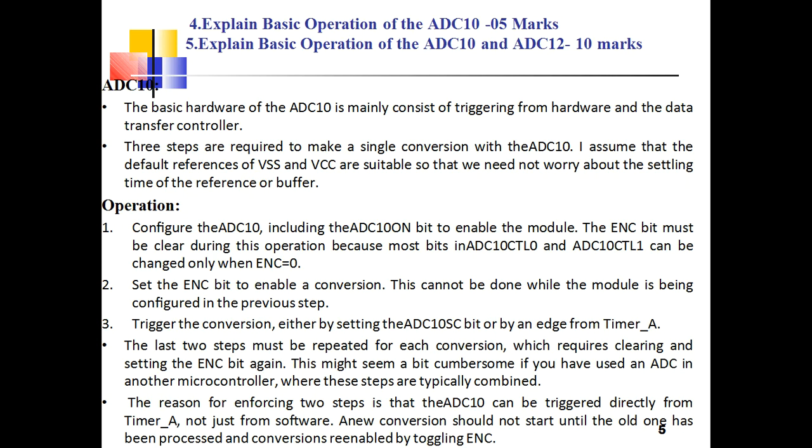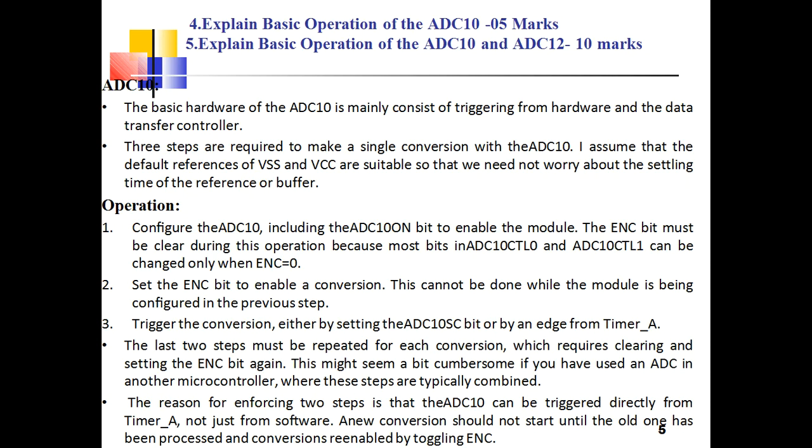The third step is to trigger the conversion. A conversion is started either by setting the ADC10 start conversion bit or by an edge from Timer A. Out of the 2, if you get any one, the conversion is going to start. Once the conversion is started, the last 2 steps are repeated for each conversion, and it requires clearing and setting the enable conversion bit again. This continues to happen to convert your values from analog to digital.